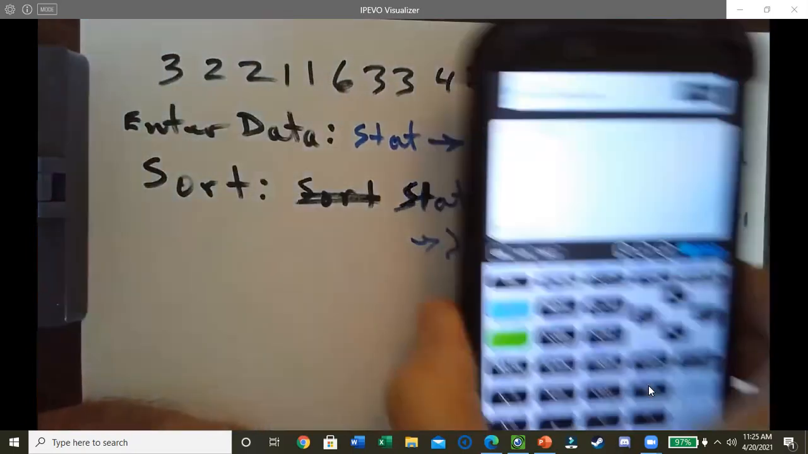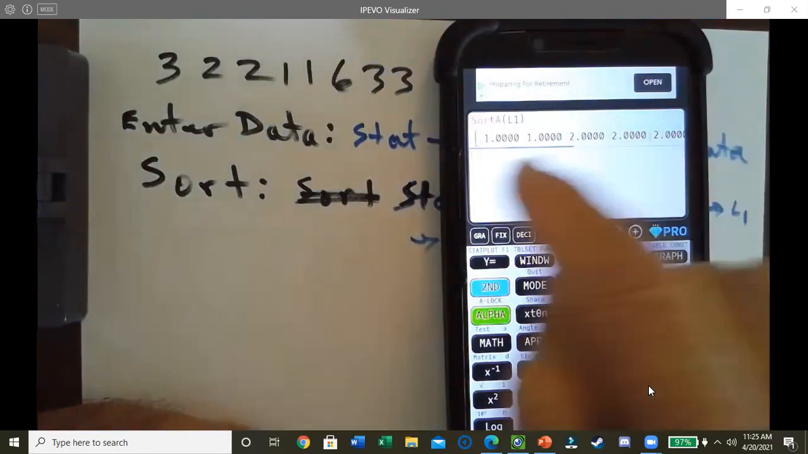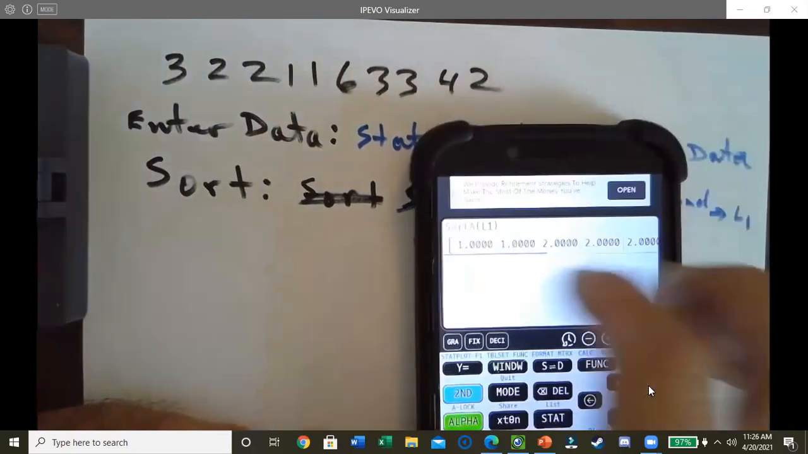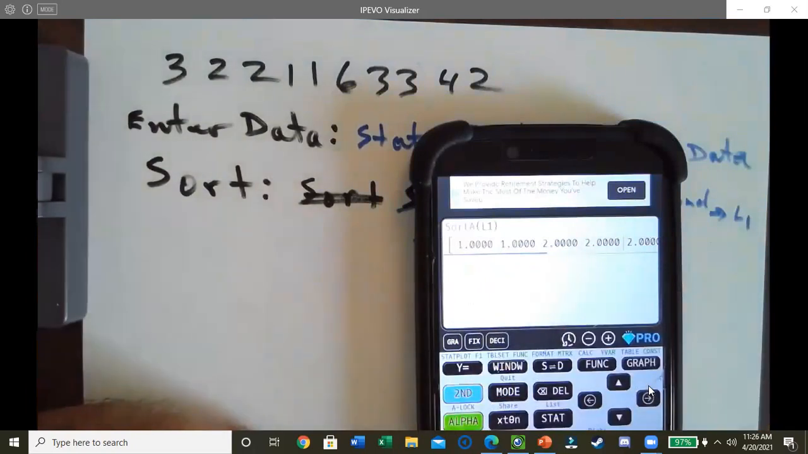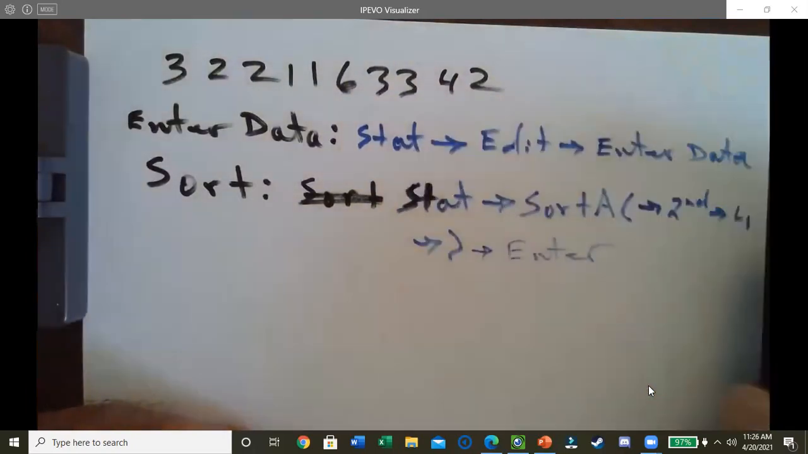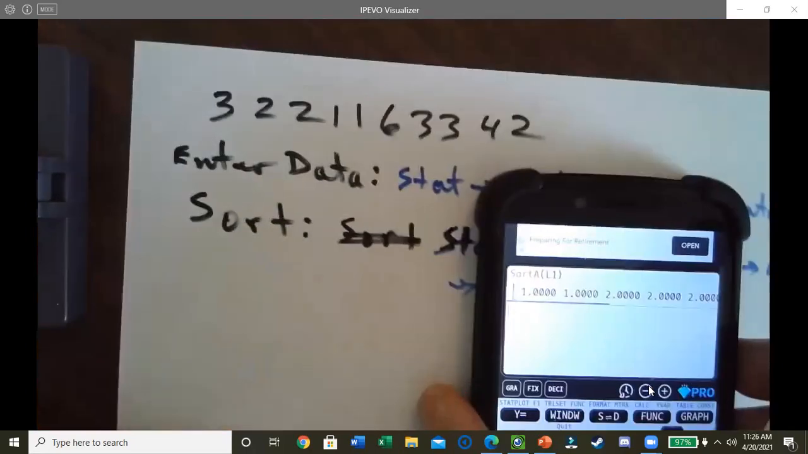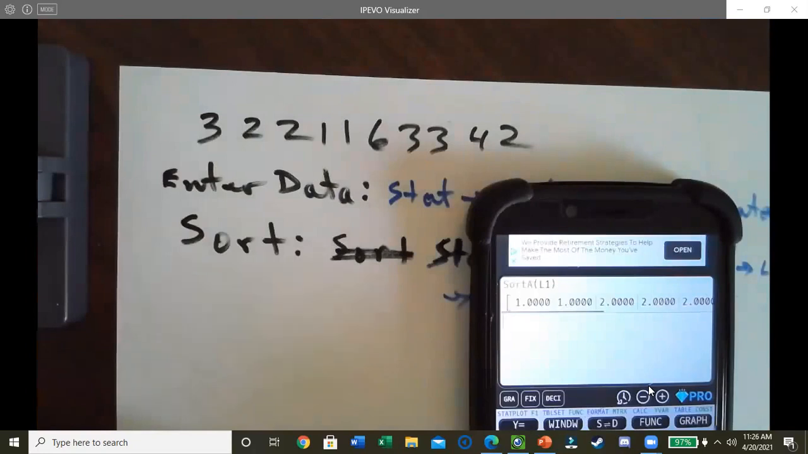Okay, so we hit enter, and there it is. Your data items are in order. And I have decimal points because of the mode. You can do them in integers, but we'll go ahead and just use the data as what we have for now. So notice there's 2 1s, and then you can hit the right arrow to, where are you?